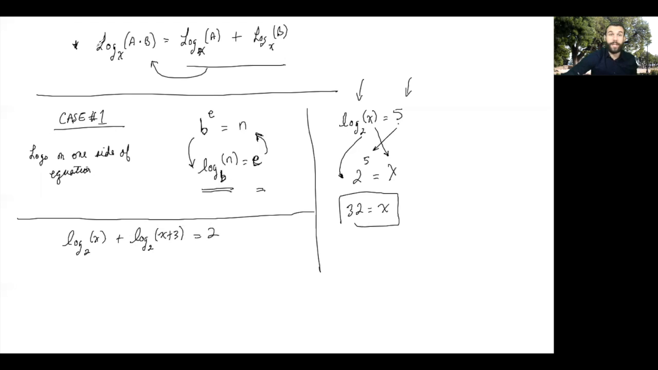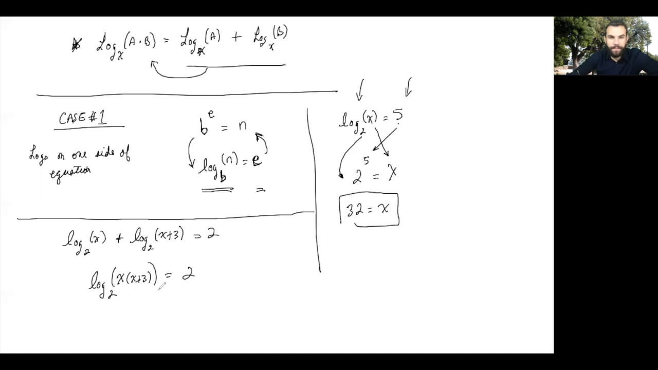So again, what we're going to use happens to be the rule I put up top here. When we have logs adding to each other, we can rewrite or simplify that down to a log base 2 of x times x plus 3, the two insides multiplying each other, equals 2.